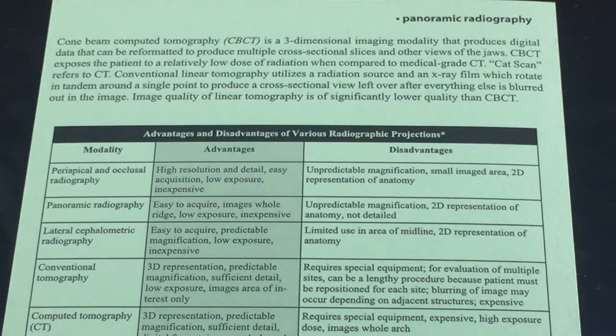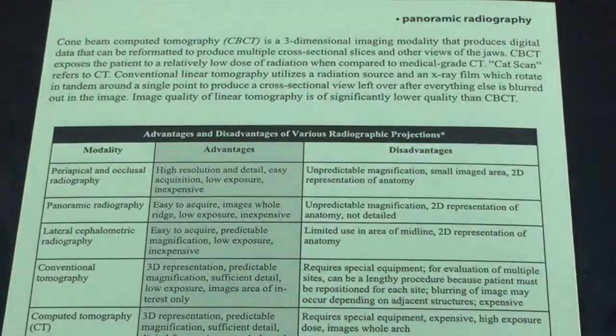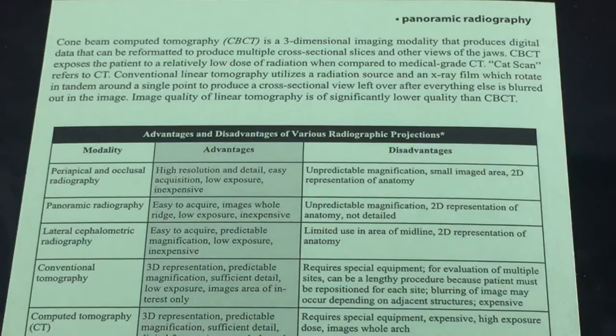Okay, so advantages and disadvantages of various radiographic projections. Periapical and occlusal radiography has the advantages that it has high resolution to detail, easy acquisition, low exposure, and is inexpensive. The disadvantages: unpredictable magnification, small image area, 2D representation of the anatomy. That's PAs and occlusal radiographies. Now, panoramic radiographies, they're easy to acquire, low exposure, and inexpensive. The disadvantages are unpredictable magnification, 2D representation of anatomy, and not detailed.